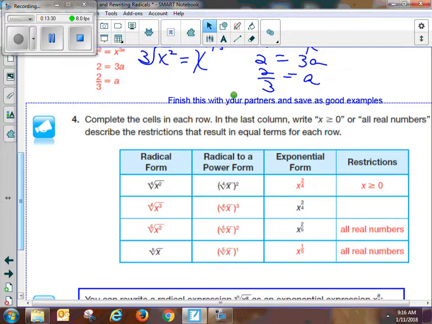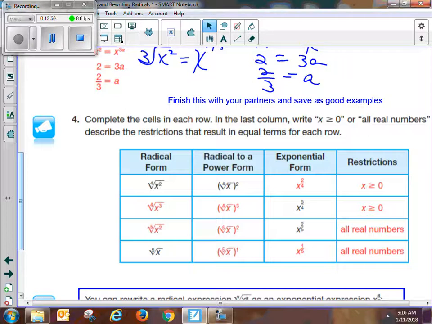I can, or I can take a volunteer. Anybody brave want to talk about it? So the question on the floor is, how do you know whether your restriction is all real numbers versus x greater than or equal to 0? What did you see that told you one from the other? Anybody? Go ahead.